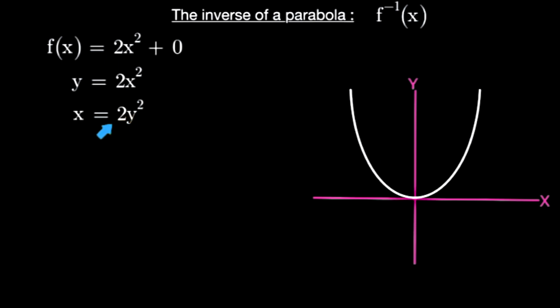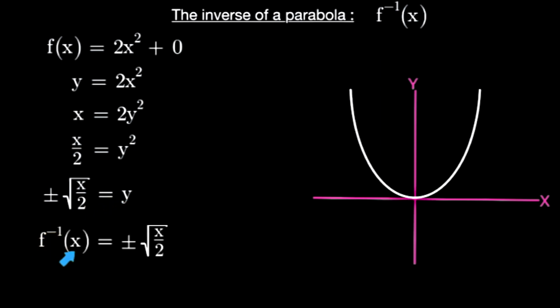So again, we are going to get rid of the coefficient. So x divided by 2, x over 2, is equal to y squared. And to get rid of the square so that we only have a y, we're going to square root both sides. So we end up with a positive and negative square root of x over 2 is equal to y. And there we are done. So instead of y, we can simply write f to the power of minus 1 x is equal to plus or minus the square root of x over 2. And this is the inverse function.